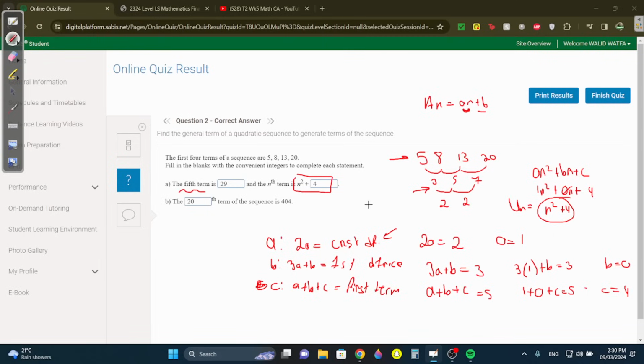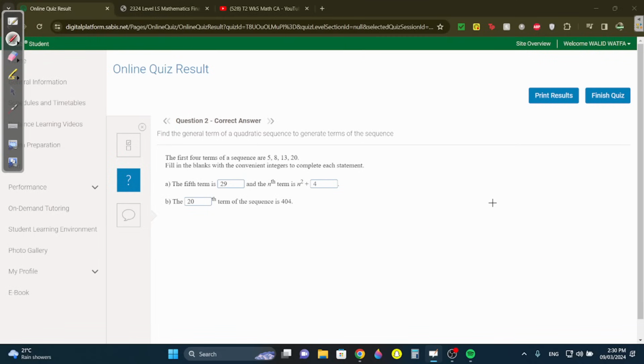Now can we find the fifth term? Yes, we can. Let's take this out to the side. If un is n squared plus 4, then what is u5? u5 will be 5 squared plus 4, which is 29, because 5 squared is 25 plus 4 is 29.